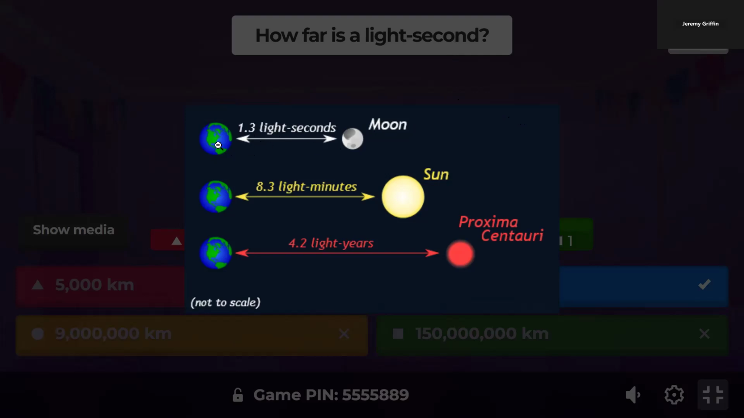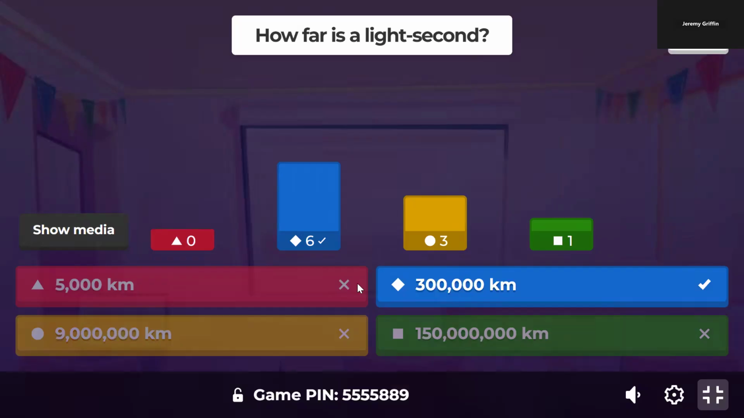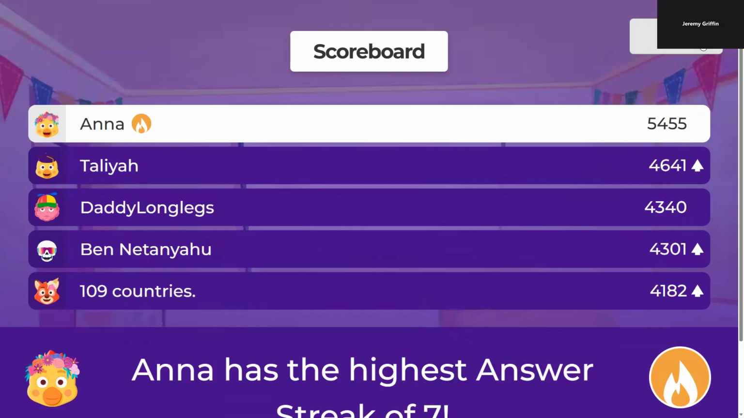How about these other ones? We're about 1.5 seconds away from the moon. So if you're communicating with astronauts on the moon, there's going to be a communication delay, a little gap. It takes about 8 minutes for light to get from sun to Earth. Here's the nearest star to us besides our own sun, 4.2 light years. So if you traveled at the speed of light, it would take 4 years to get there. Not to scale, of course.